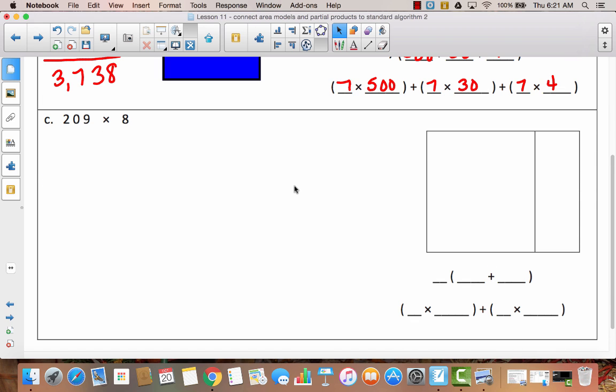Now, I will tell you that you'll notice that this is a 3-digit number and you only have 2 boxes. If you can't figure out why, you can press play, but I bet if you think really hard, you can figure out why it looks that way. So let's pause the video. Try to do as much of this as you can by yourself. If you get stuck, you can always press play.